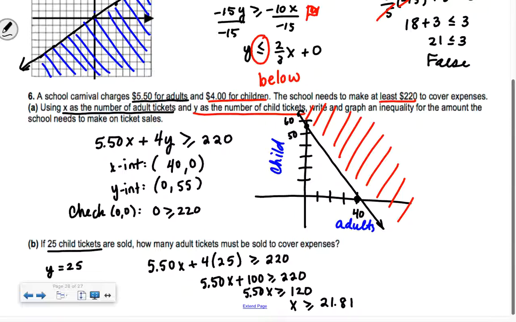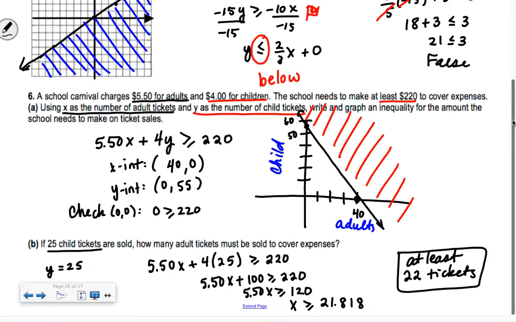818 something. It keeps going. All right, so how many tickets do we need to sell? 22. At least, right? At least 22 tickets, because 21 wouldn't quite cover it. All right, does that make sense? You guys understand that?